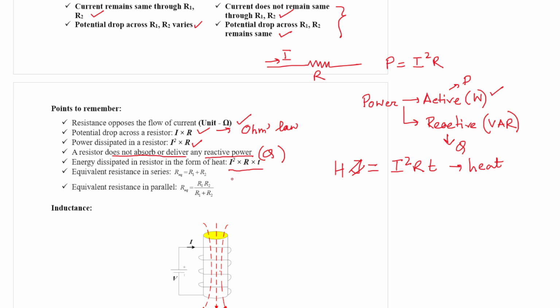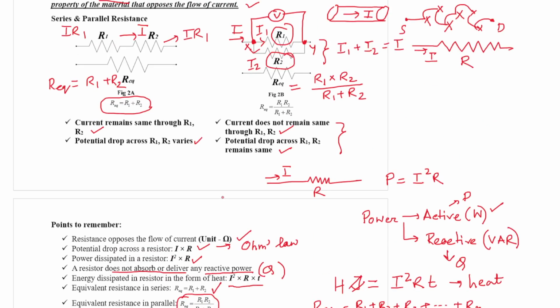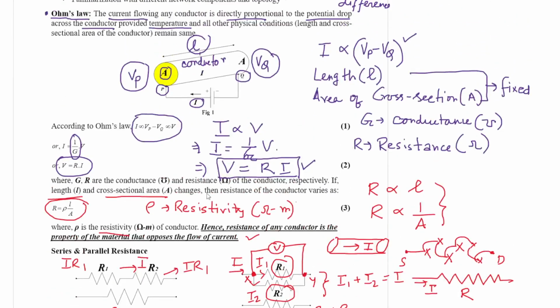Now, the equivalent resistance in series, as mentioned, is the summation of two resistances. Even if n number of resistances are connected in series, the equivalent resistance should be R1 plus R2 plus R3 up to Rn, the summation of all resistances. And finally, we have parallel resistance. This is the formula, R1 R2 divided by R1 plus R2. So this is the very brief recap of resistance in an electrical circuit.